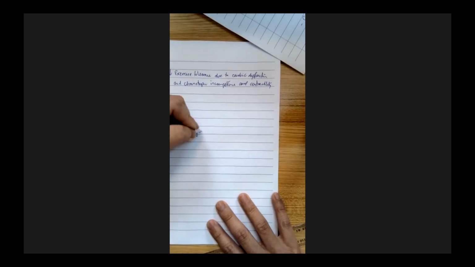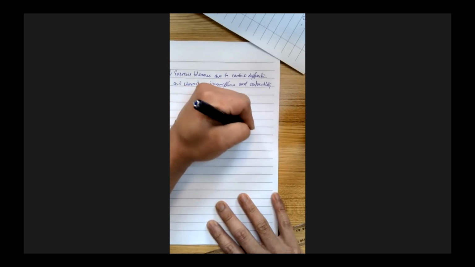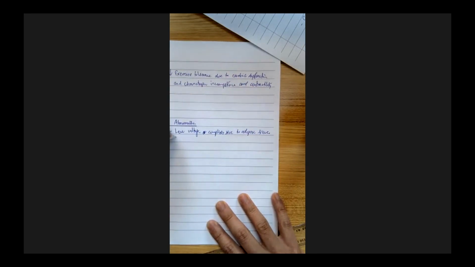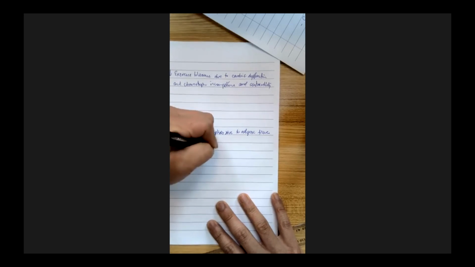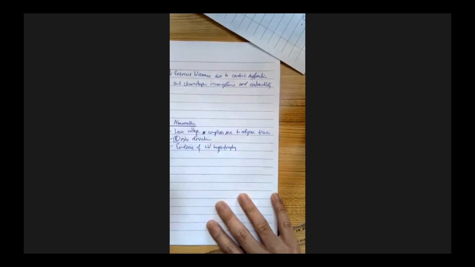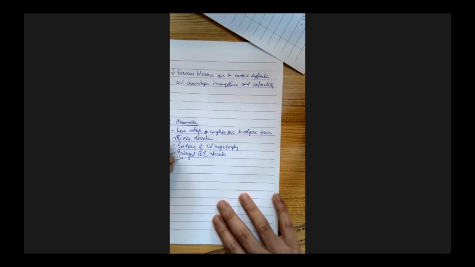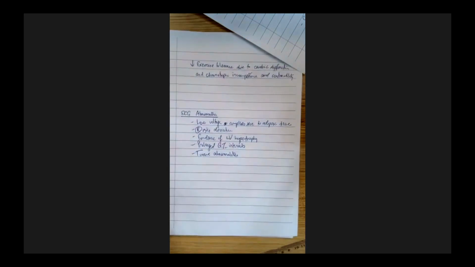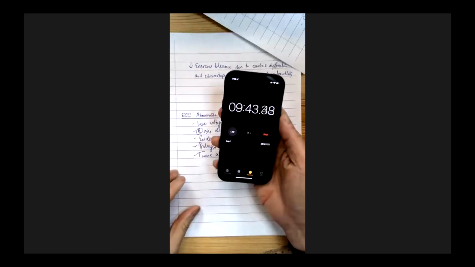Low voltage complexes due to adipose tissue, right axis deviation, evidence of LV hypertrophy, and prolonged QTc intervals, and also put T wave. Right. 9 minutes 42. Okay.